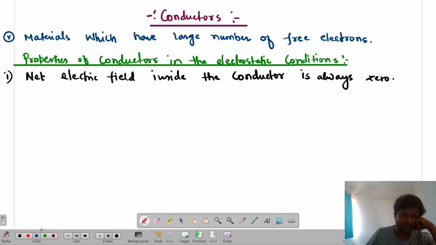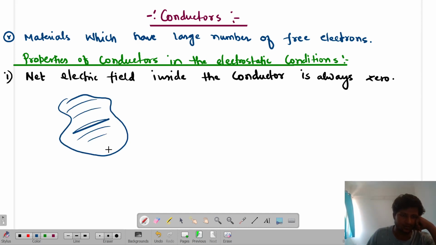So let's suppose if I take any kind of arbitrarily shaped conductor, and I select any point over here, then at all these different points everywhere, my net electric field is always how much? Equal to zero. Is that clear or not?